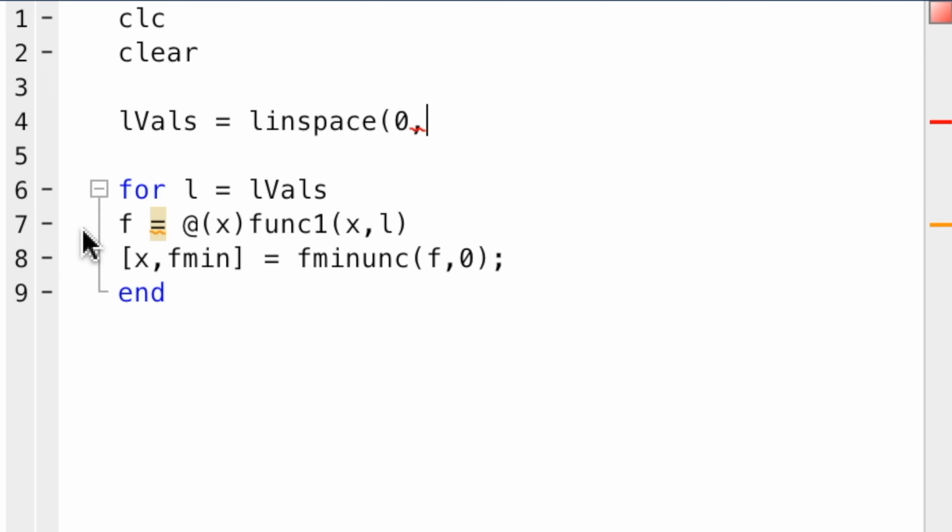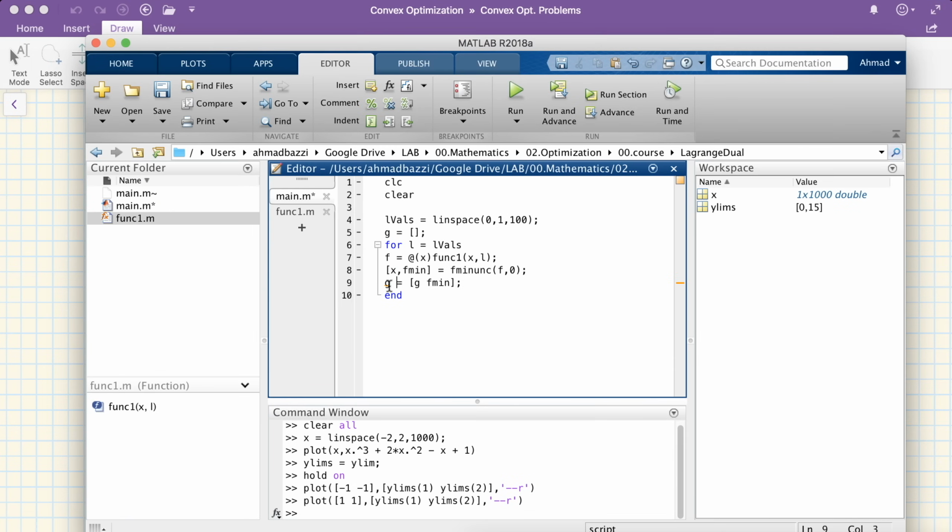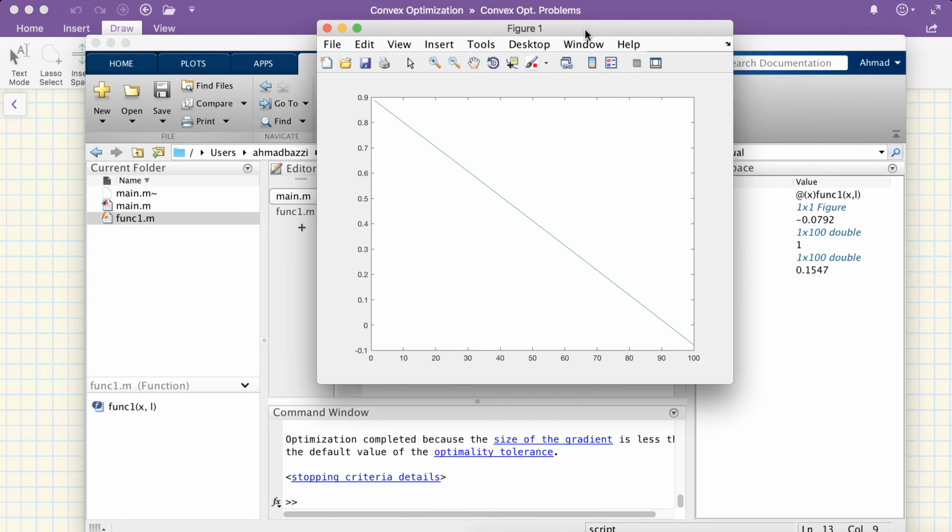I'm going to look at the space from 0 to 1, and I'll initialize G to be an empty vector. At each iteration, I'm going to increment the value of f min, okay? So at each iteration, we're looking at a minimum Lagrangian function with respect to x. I'm changing L, and at each L, I'm minimizing with respect to x. So that's another way of finding the Lagrangian dual function, G. Finally, I'll plot G. So run, and this is what we get.